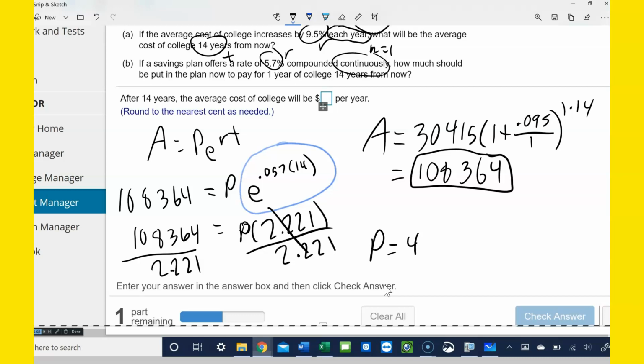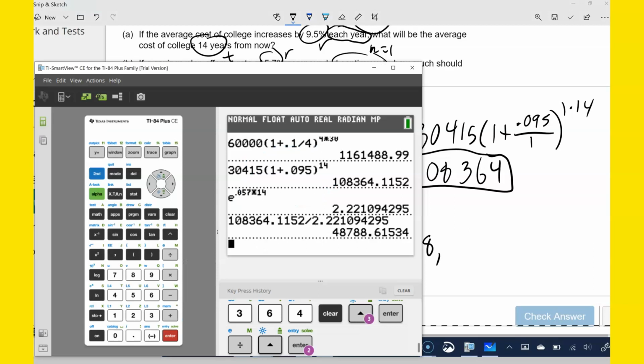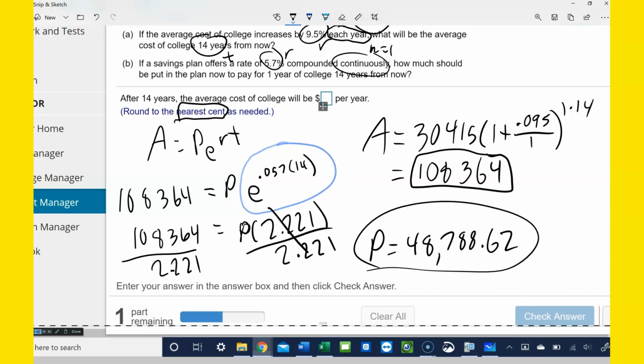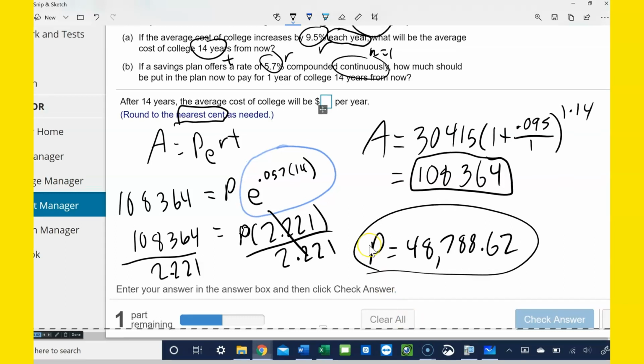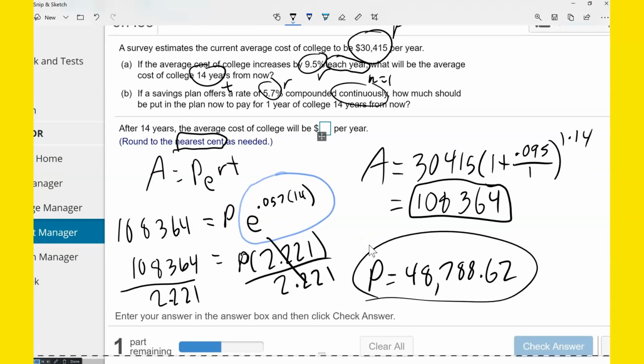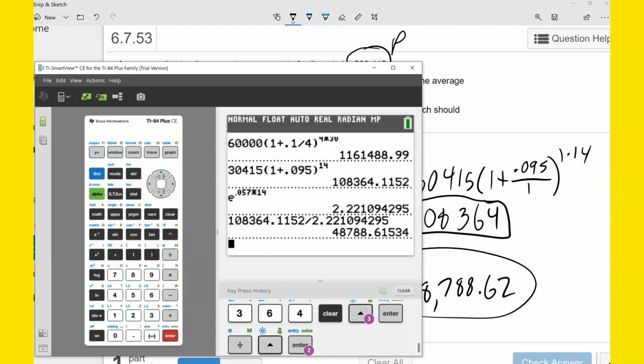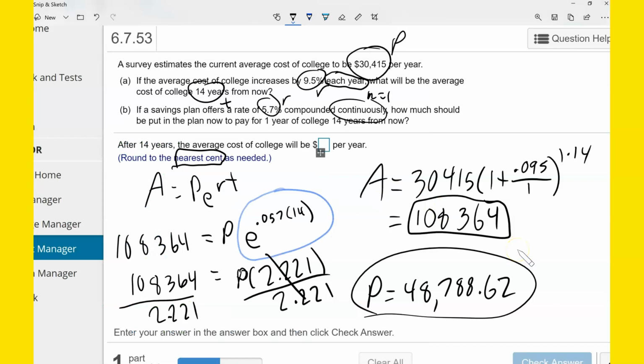P equals 48,788 and 62 cents, because it wants us to round to the nearest cent. So that'll be what I type in part B. For part A, if it wants the nearest cent, I should type in not 108,364, but 108,364 and 12 cents from that number. So 0.12. All right, that is it.